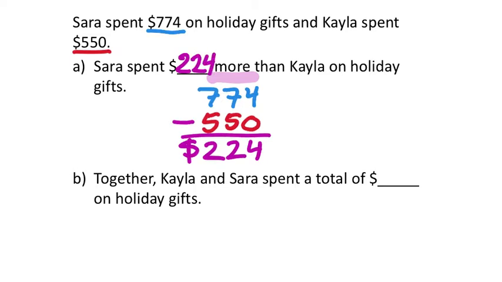Now, if by chance you had performed the wrong operation, whether division, multiplication, or addition, you would have known pretty quickly that something was wrong. If you added, you would have ended up with more than 1,000, and Sara couldn't possibly spend more than $1,000 more than Kayla because she didn't even spend $1,000 there.